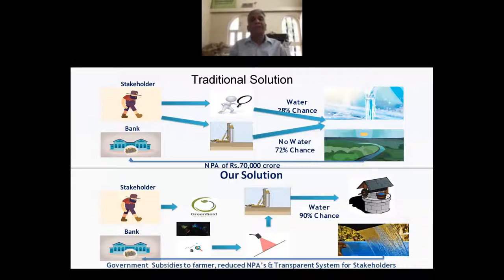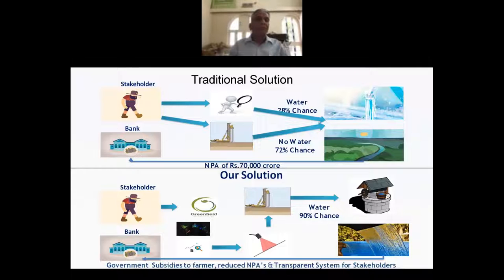Now, the traditional solution. I'm currently living at Jodhpur, and I know Western Rajasthan, where there is this water dowsing. There are people who nowadays charge 5,000 rupees. The farmers are hiring them. Even the departments are hiring them. They walk through the field, do this water dowsing, and say, here is the water. And the success rate is 28% when we drill. So there is a 72% chance of no water. As a result, the national budget is increasing and the cost is increasing.